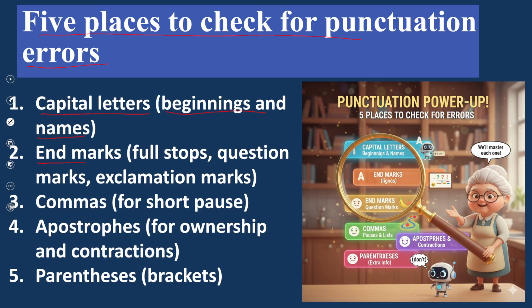And the second one, end marks. There are three end marks which are usually used: full stop, question mark, and exclamation mark. These three marks are called end punctuation marks. We have to look at where the sentence is completed or ended. Look at the ending of that sentence. If the full stop, question mark, or exclamation mark is missing, then we have to look at it and correct it.